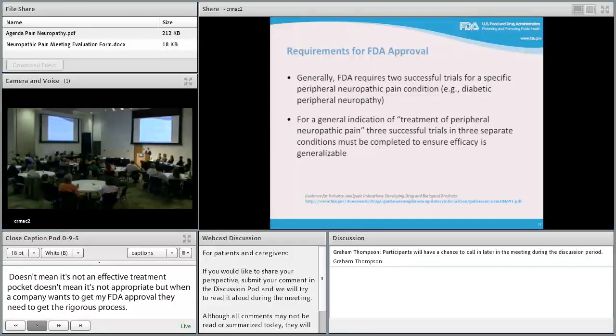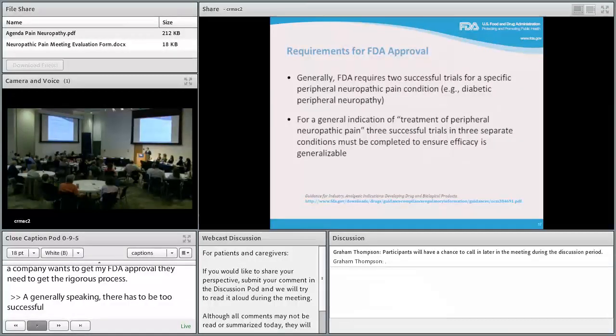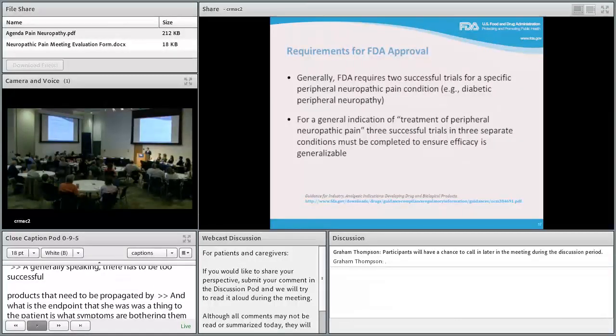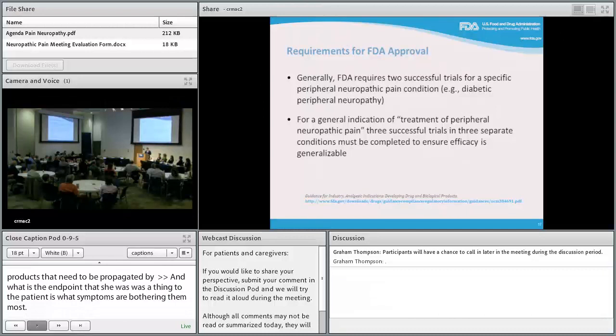And what we're here today also to hear is, what are the endpoints? What are the most important things we want to hear from patients? That is, what symptoms are bothering them the most, that a company can then target to improve. And then there's more of a general indication, which isn't done as often, but it's treating all different types of neuropathic pain.